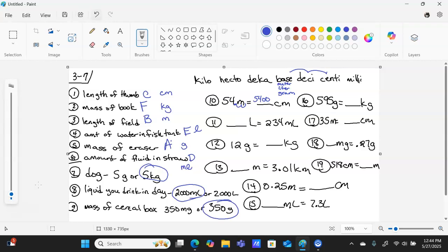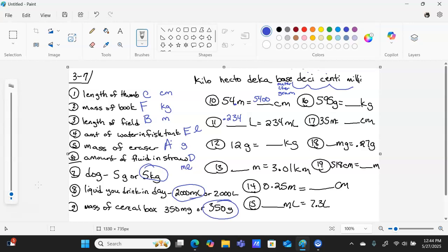Number 11, I'm going from, that is not the eraser. I have 234 milliliters. So I am currently right here, and I need to go to the base unit. So I went 3 to the left, so it's going to be 0.234.